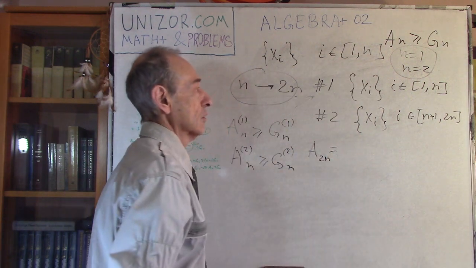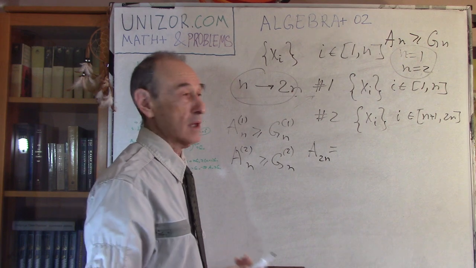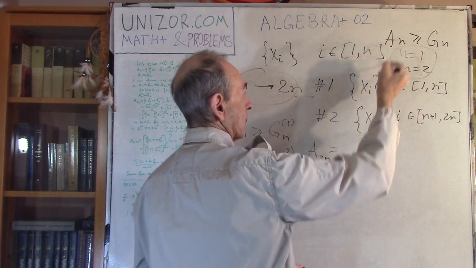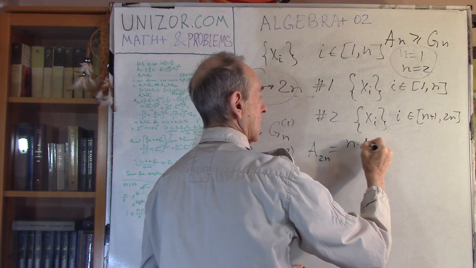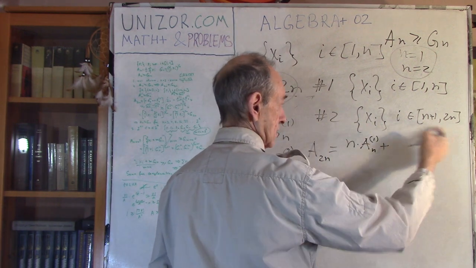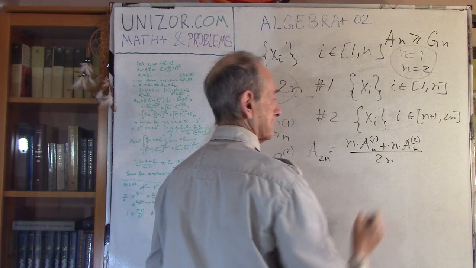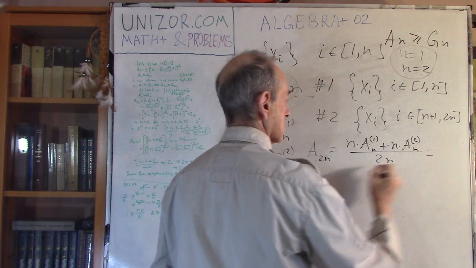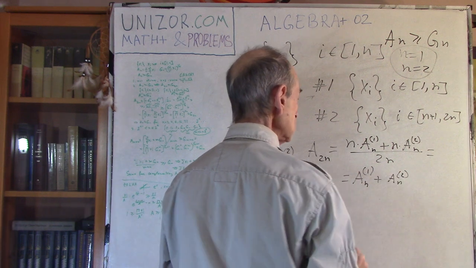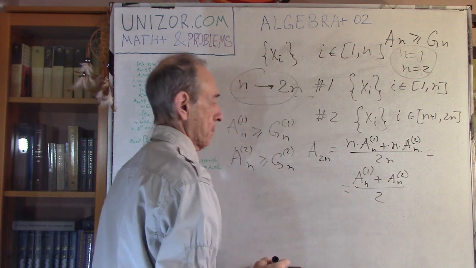What is this? Well, that's the sum of these and the sum of these, and then you sum them together and divide by 2n, right? So what is the sum of these? Well, if I know the average, and I multiply by n, that would be the sum of these, right? So it's n times A n first. Then the sum of these is also n times A n second, and then I divide by 2n, right? So this is A n first plus A n second divided by 2.